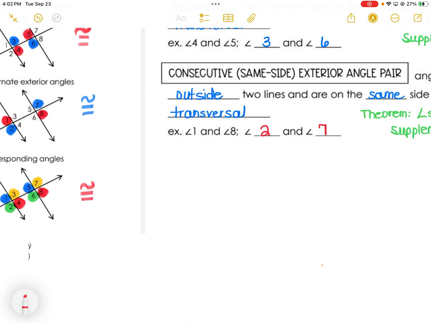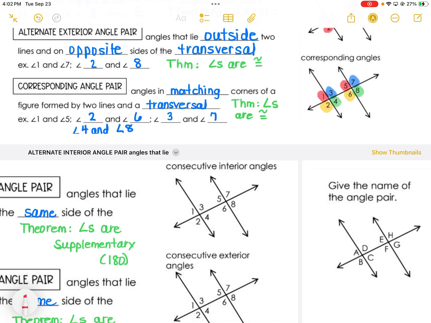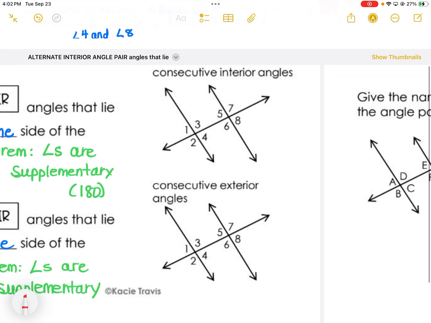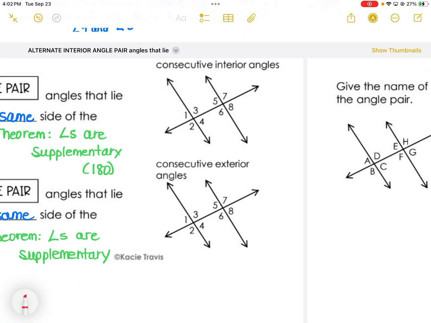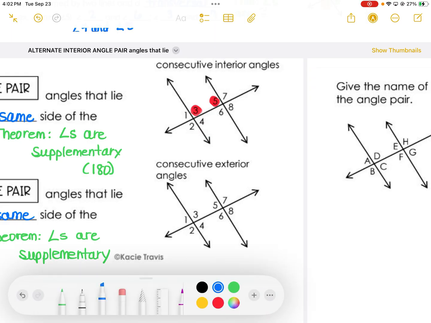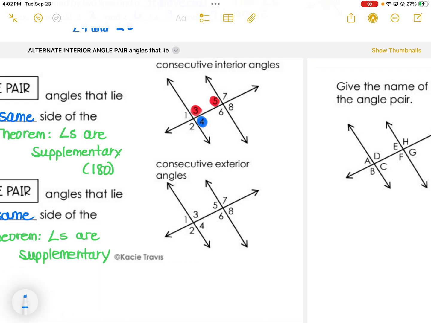And then below those, but mine are actually over here, let's color code our consecutive interior angles, okay? So same side, 3 and 5, look, they're inside, but they're on the same side of the transversal. So 3 and 5 are together there. And then I could highlight 4 and 6 together. So those are the 2 pairs of consecutive interior angles. And those are supplementary.